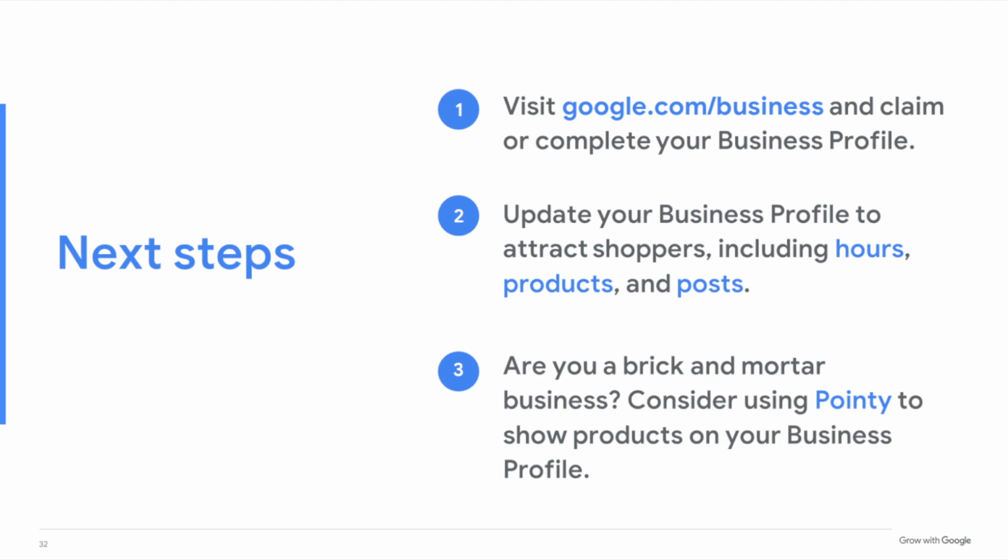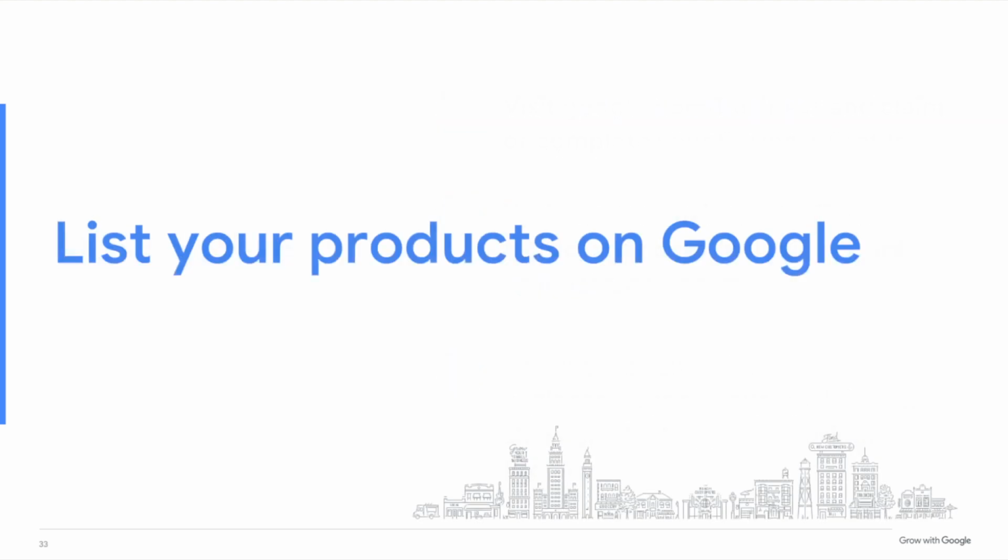So your next steps are to go to google.com/business, claim or complete that business profile. Now update your hours once you've claimed and verified that you're the business owner. Upload products or services, because you could have services as a product. You can upload those, include hours, put posts and updates. And if you do have a brick and mortar and you do have all of your inventory with scan bars, you can scan that and you're instantly there.